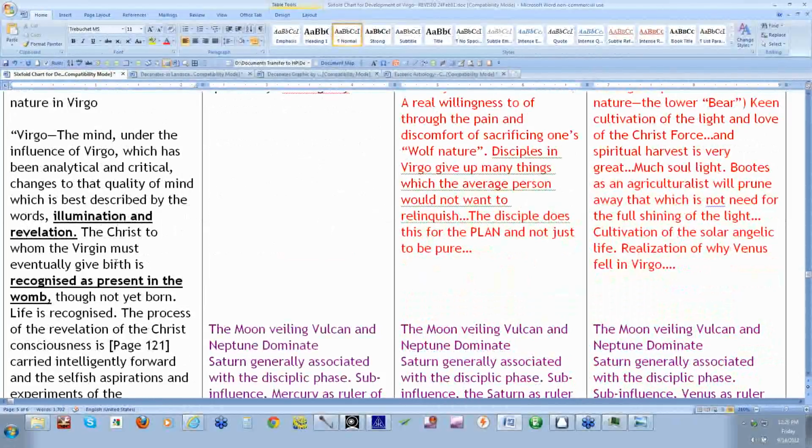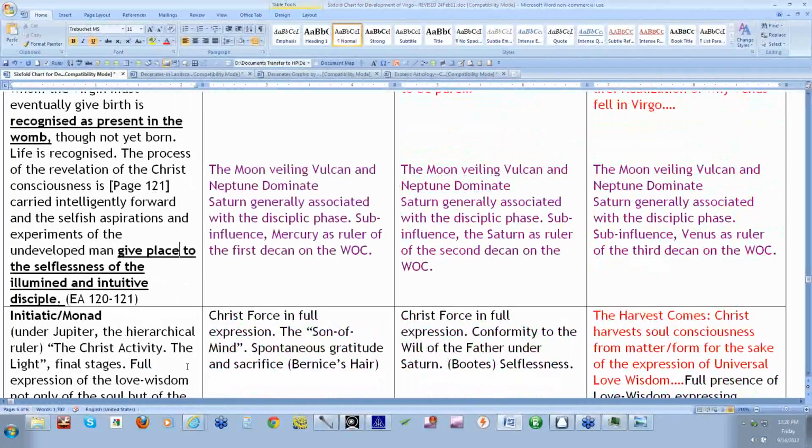The Christ to whom the Virgin must eventually give birth is recognized as present in the womb, though not yet born. So we do recognize that which is growing in us, and we use all of the Virgoan intelligence to bring forth that light and revelation. Life is recognized. The process of the revelation of the Christ consciousness is carried intelligently forward, and the selfish aspirations, I suppose, of Sagittarius are discontinued. And they give place to the selflessness of the illumined and intuitive disciple. I have to say that is so very Virgo, in a sense. Very Virgo. Okay.